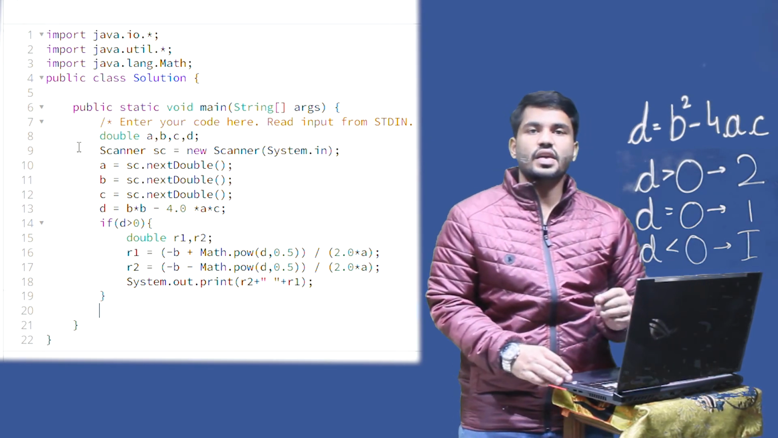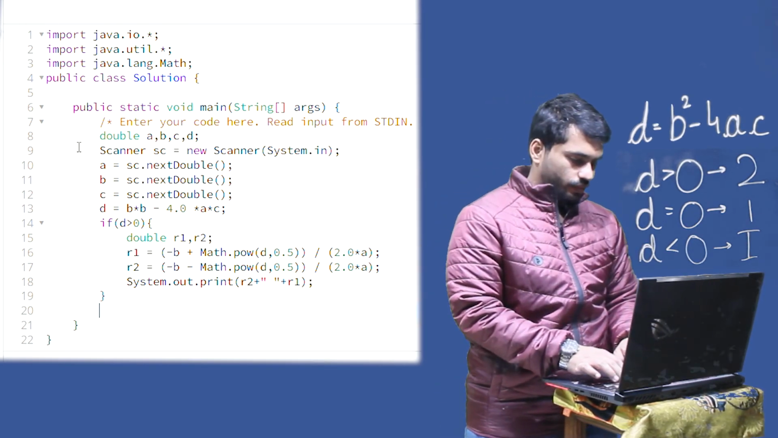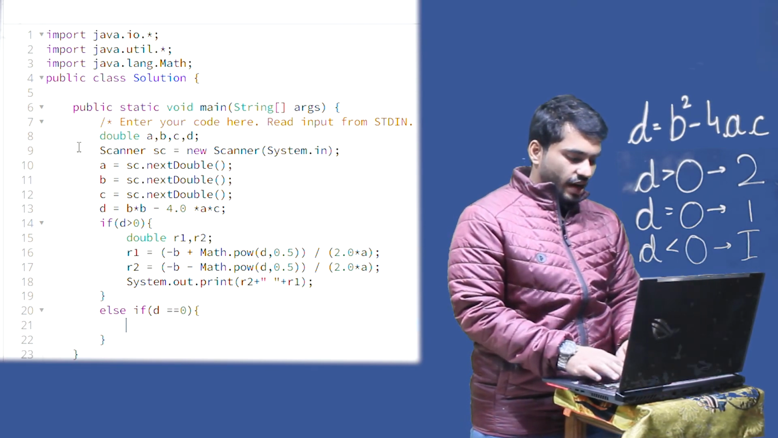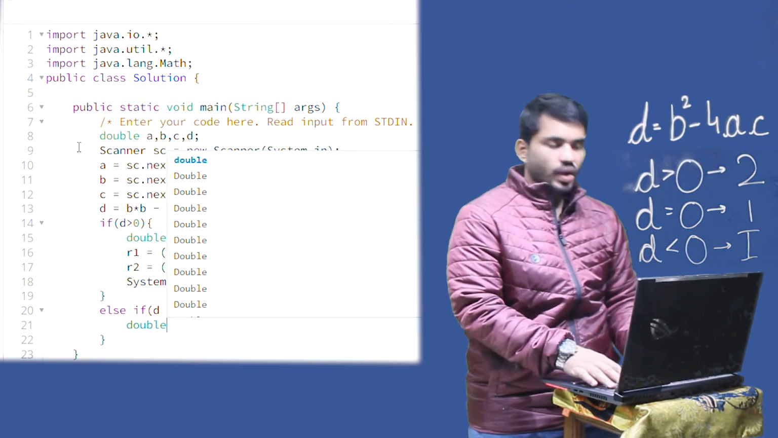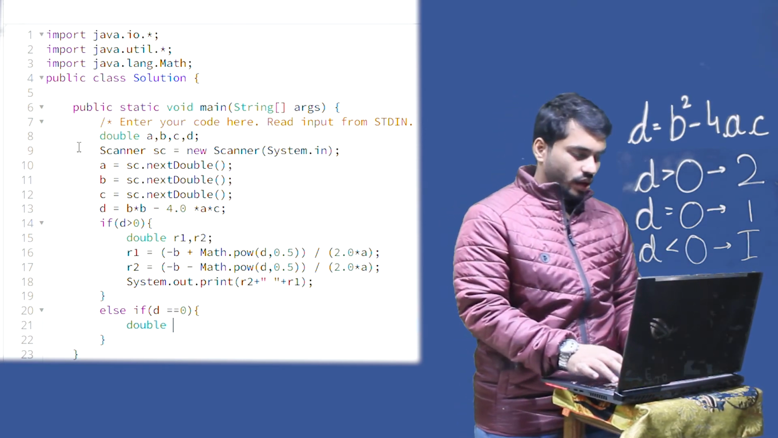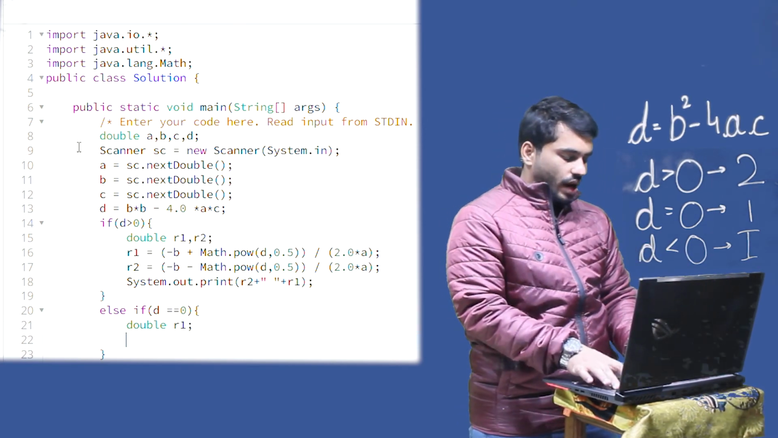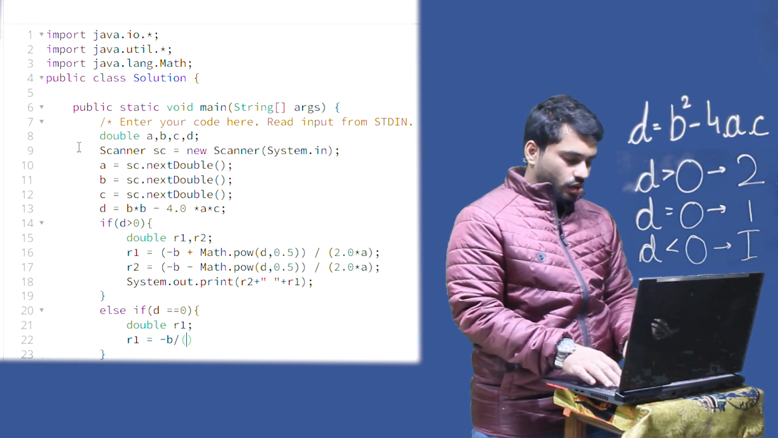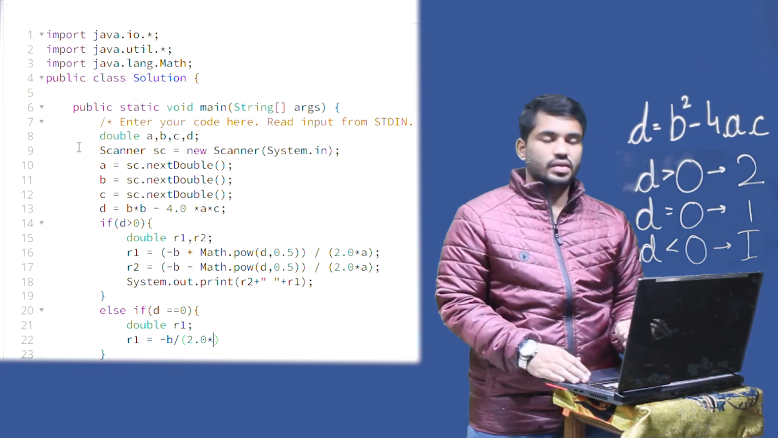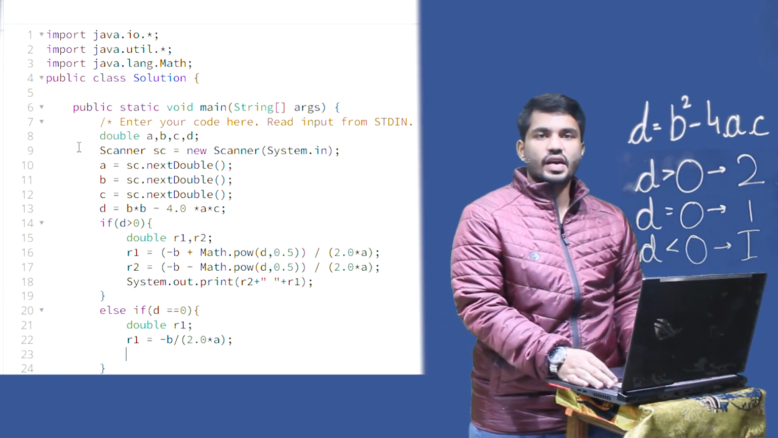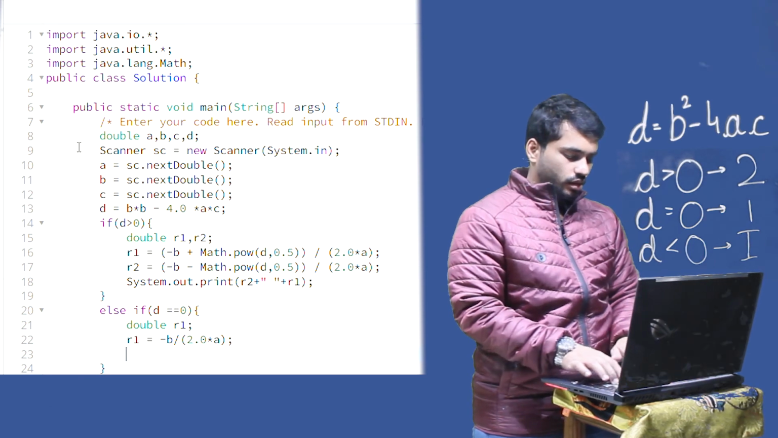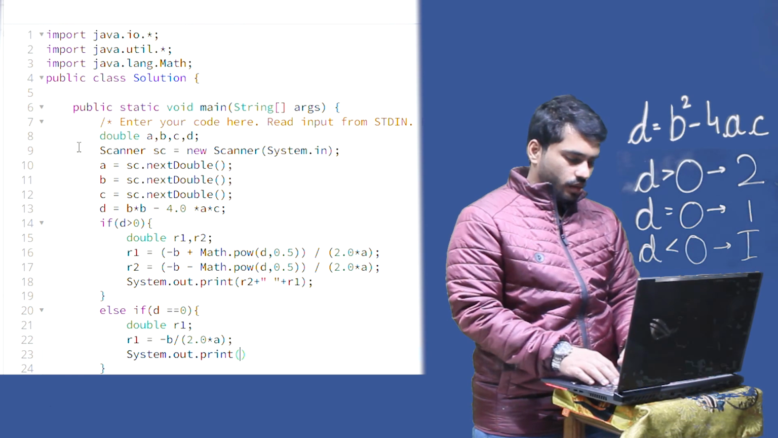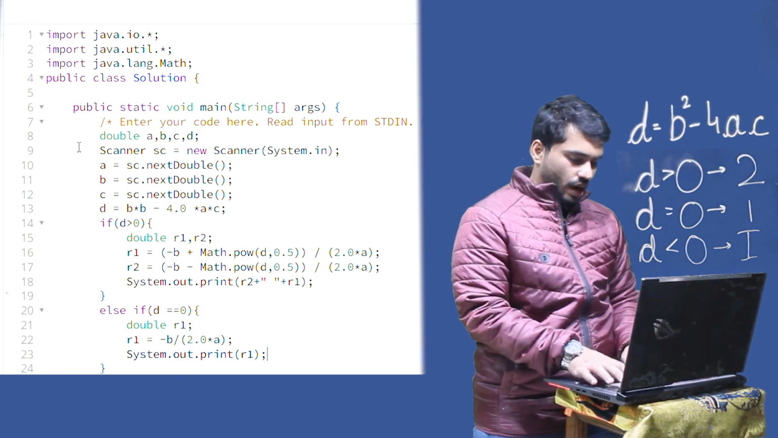So next we'll check if D is equal to 0. So in this case we have a single root, so we'll take just one double variable R1. Now R1 is equal to minus B upon 2A. Now we have calculated the single root that we have. We'll just display it on the screen. System.out.print R1.